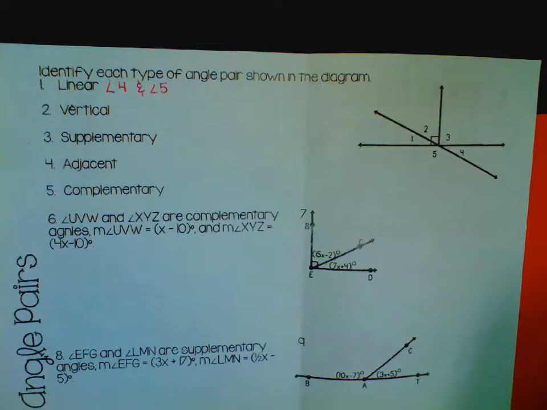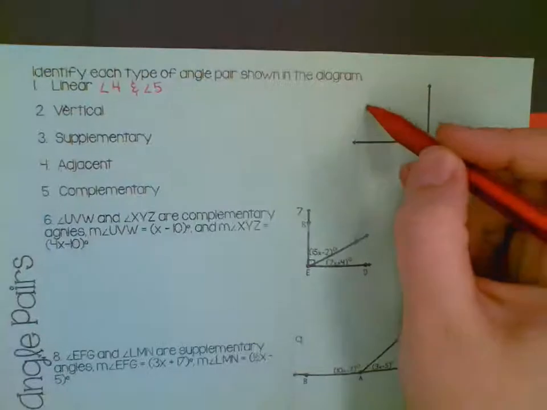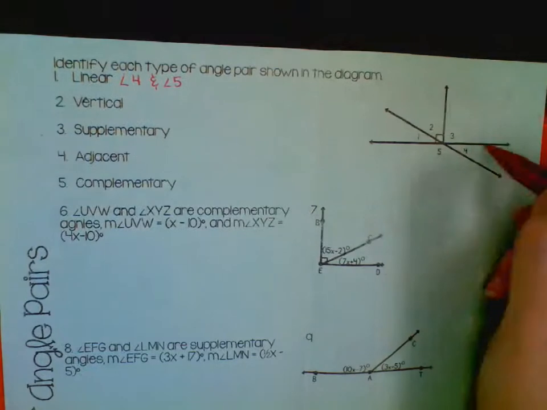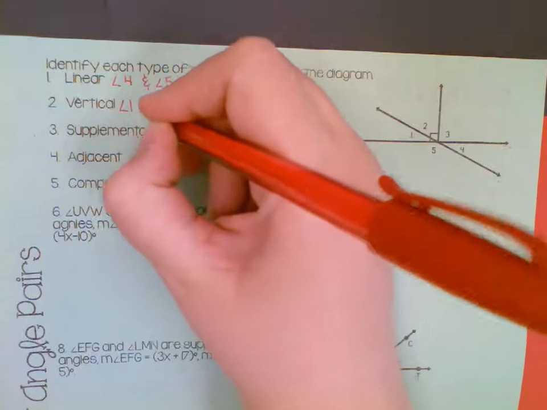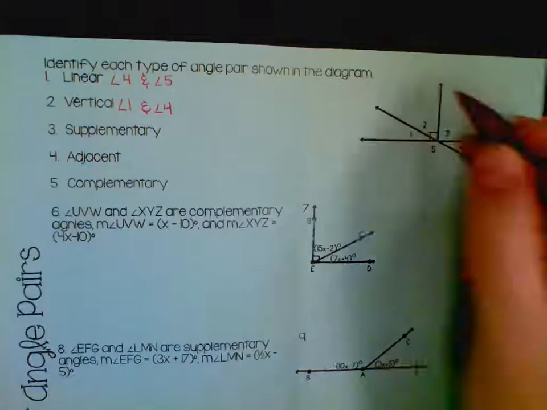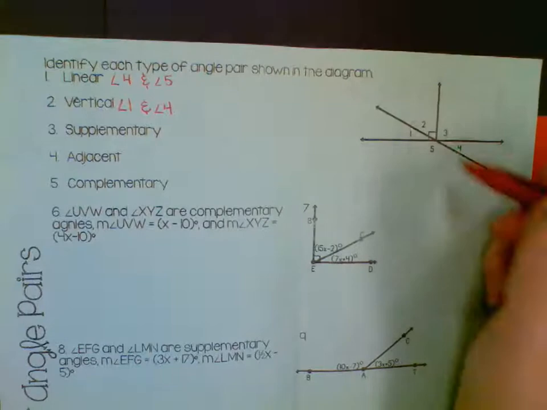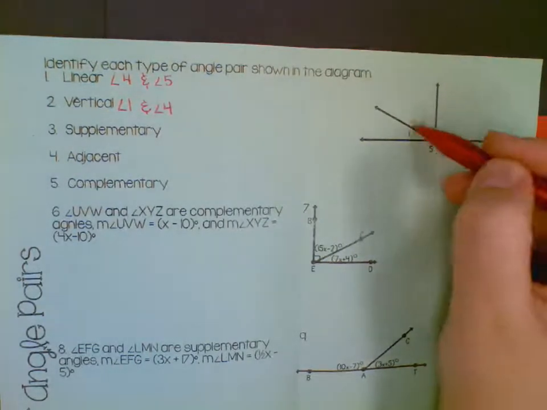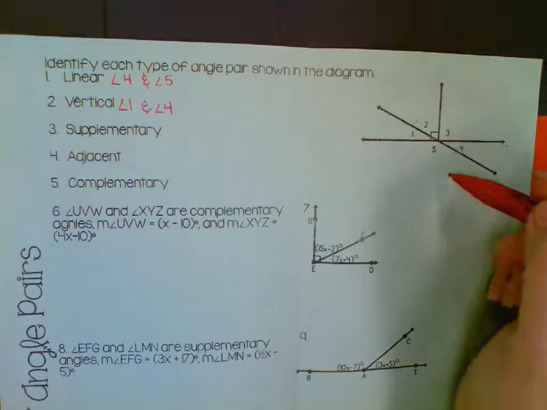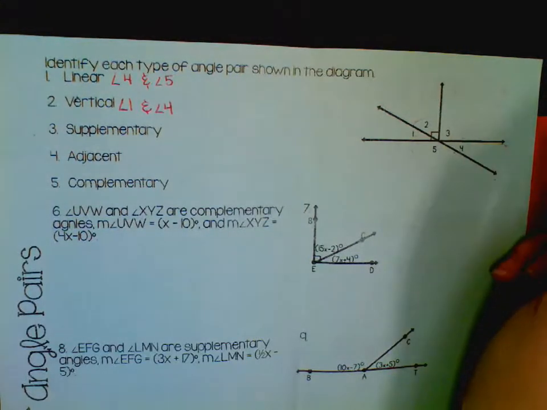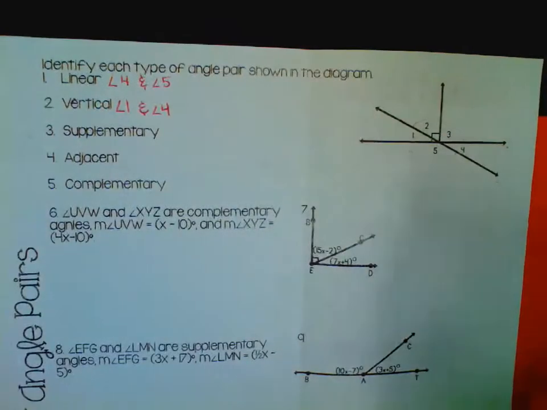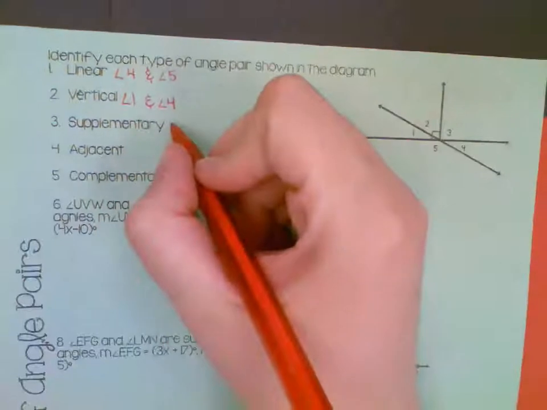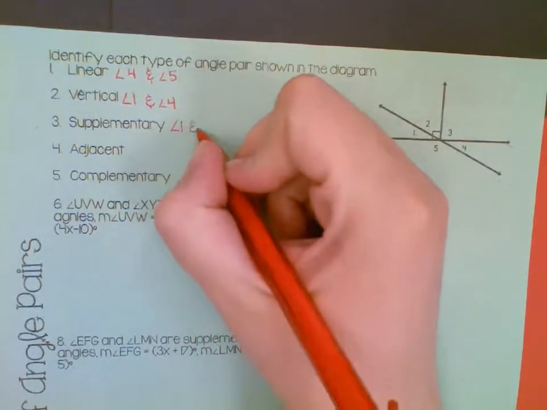So vertical are formed by two lines that intersect. Okay, they're the opposite pair. So if we have this line here and this line, vertical angles would be angle 1 and angle 4. This whole sum and 5 are vertical, but this would be the whole angle, not the pieces. Okay, so supplementary means they add to equal 180. So either of those linear pairs we picked earlier would be a good choice. So I'm going to do angle 1 and angle 5.